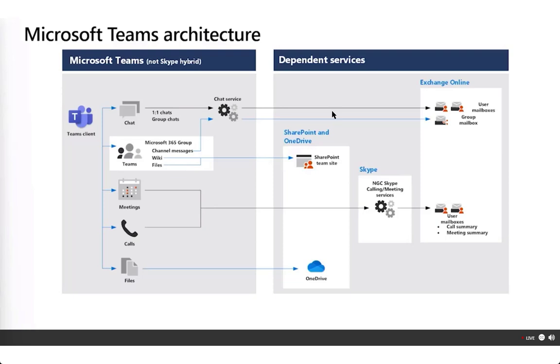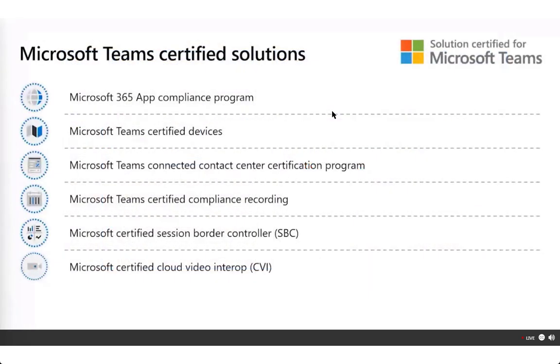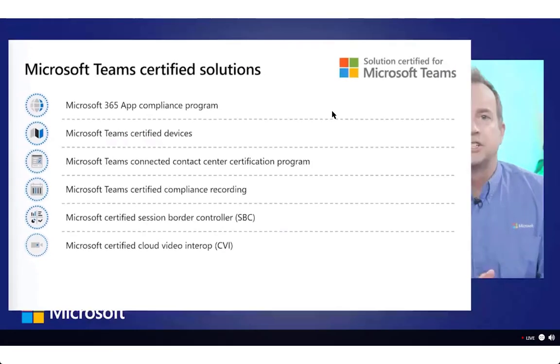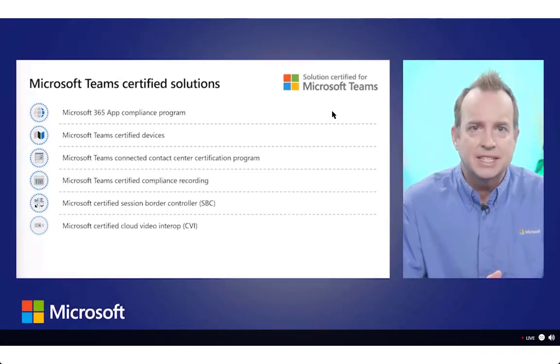And we have one-to-one and group chats, which go through the chat service and again end up in user and group mailboxes. Files live in OneDrive. There are a variety of Microsoft Teams certified solutions. You might be an app vendor. You might have a microphone or headset or puck for a meeting room, or maybe you have Surface Hubs. All these are supported, and there's a list of certified devices you can access.